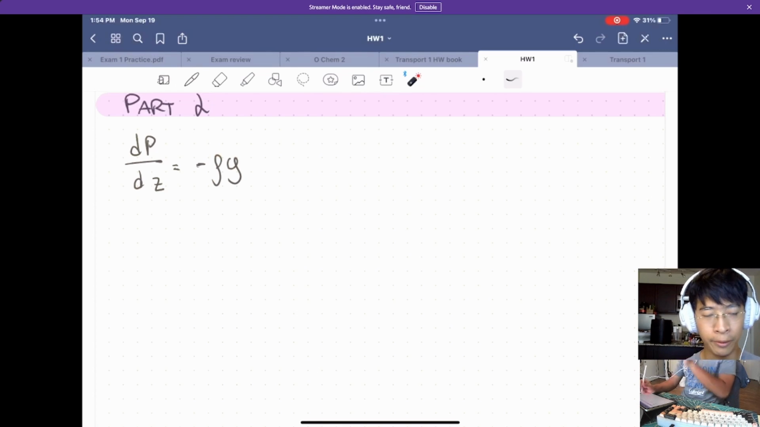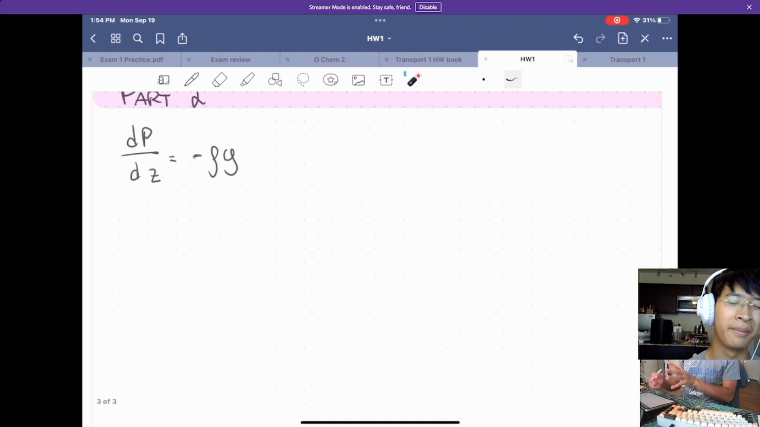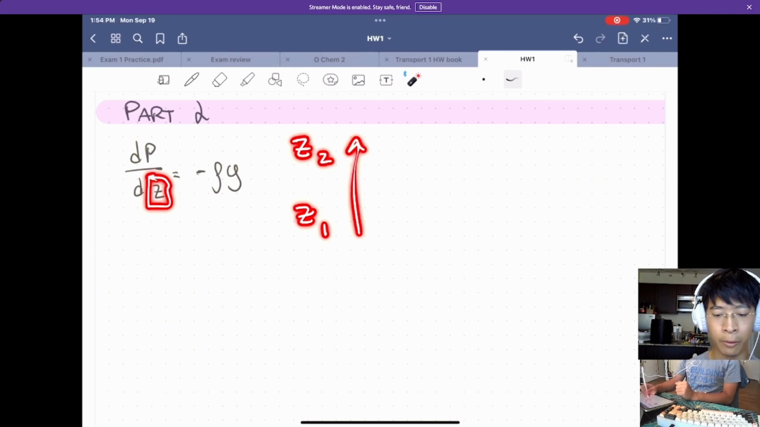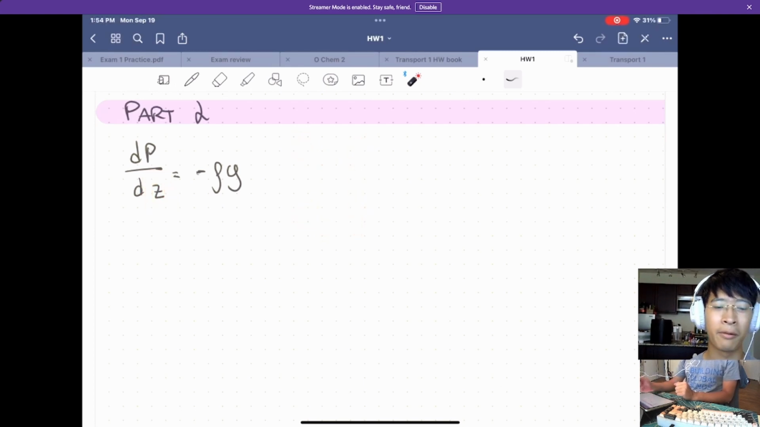Now, the reason why it's negative is you might land yourself in a tough spot if it weren't there, and we'll see that later. I'm not going to model why, but you will land in a tough spot. Trust me. The reason why it's a negative is we're modeling this with altitude, where we say that z1 is lower than z2. Going upwards is positive, right? Well, the force of gravity is downwards, so it would make sense for this to be negative, and that is why.